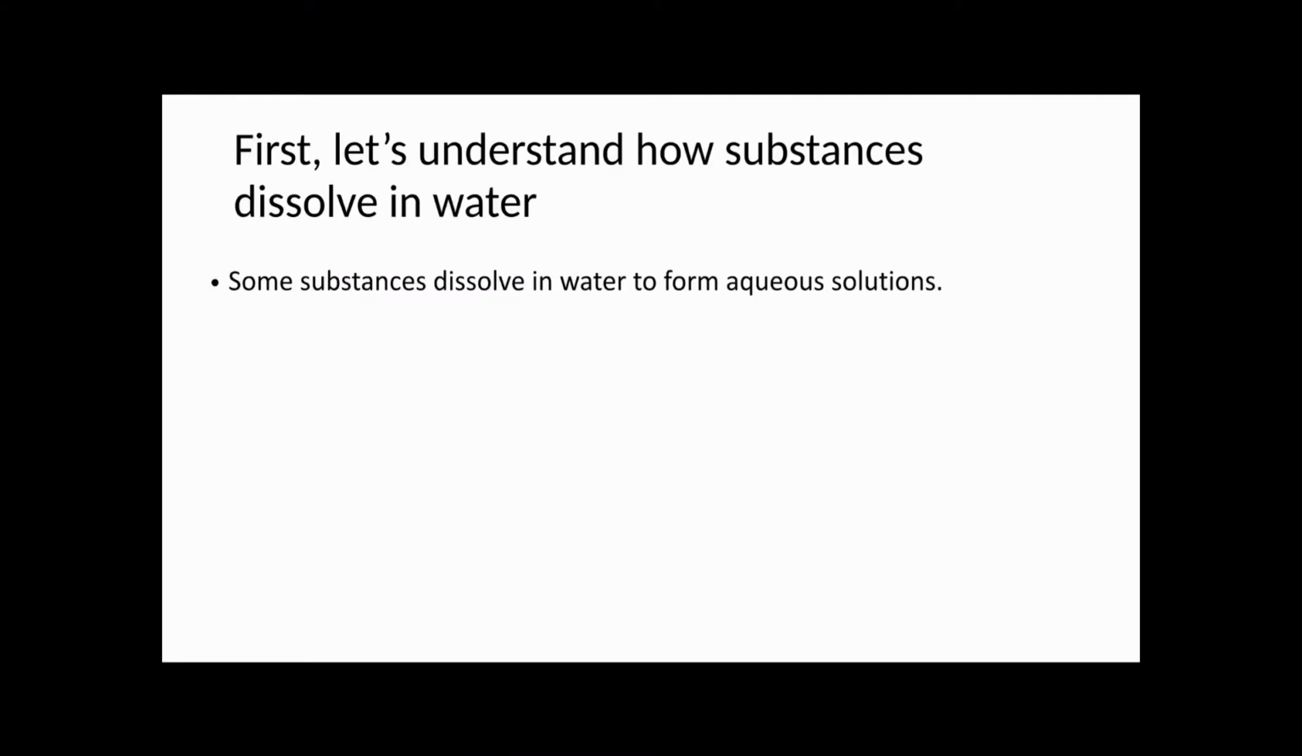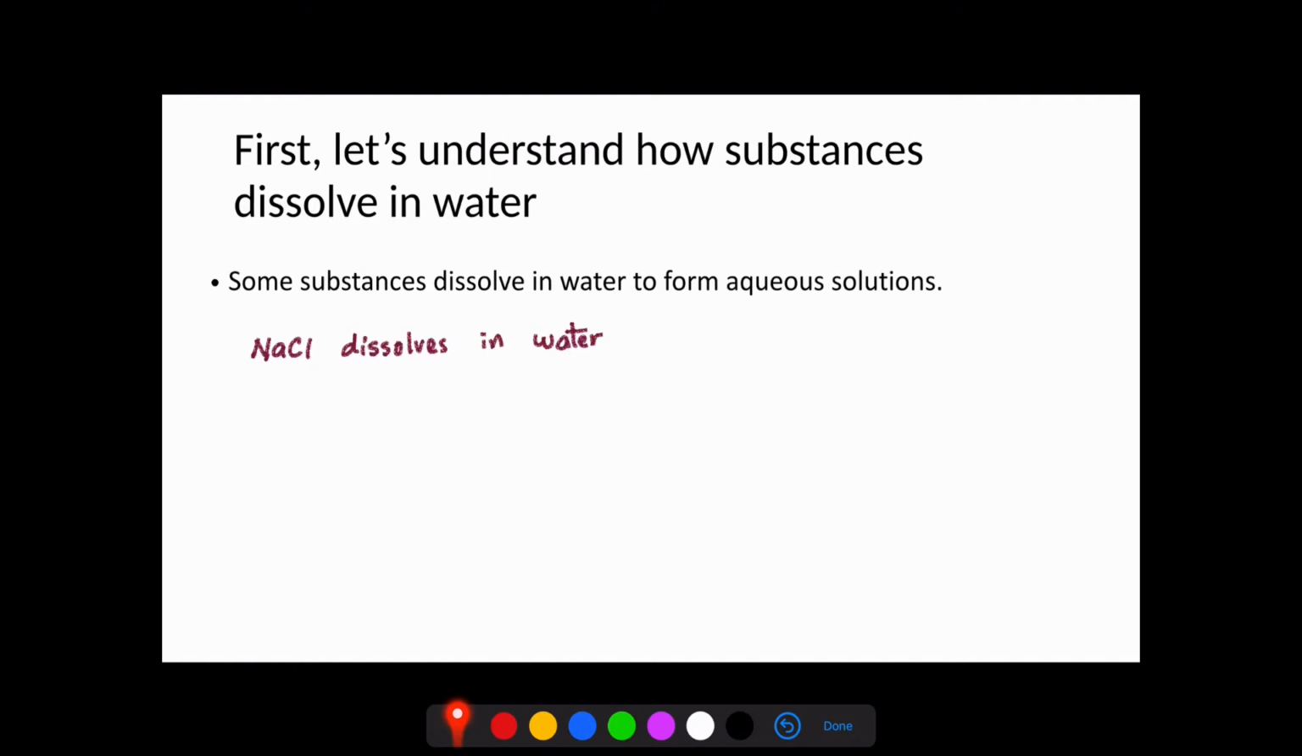Let's get started. Before we get to precipitation reactions, we're first going to understand how substances dissolve in water. We know that a lot of substances dissolve in water. For example, sodium chloride dissolves in water. You should know that sodium chloride, the substance that you're dissolving, is called solute, and water here is the solvent. Together, they make a solution, and this is an aqueous solution because water is the solvent. So anytime you have water as a solvent, that solution is called an aqueous solution.